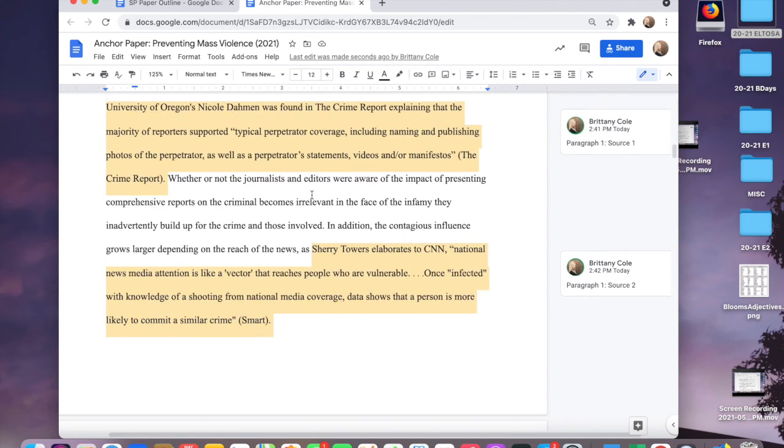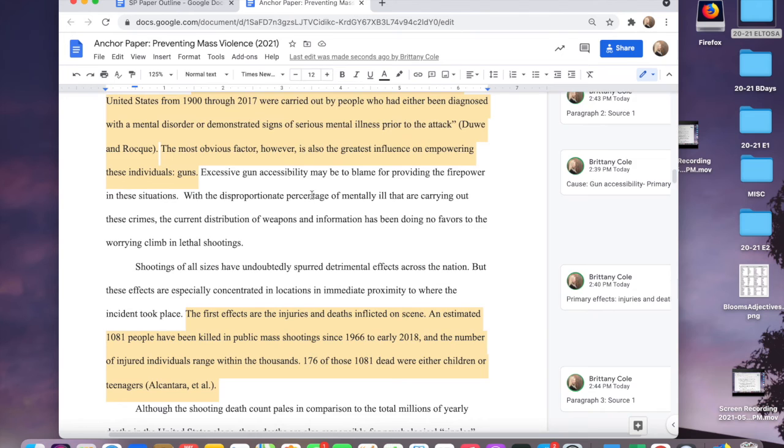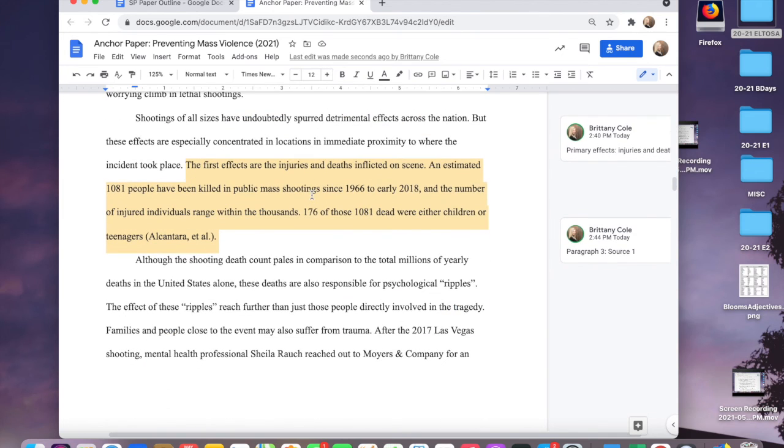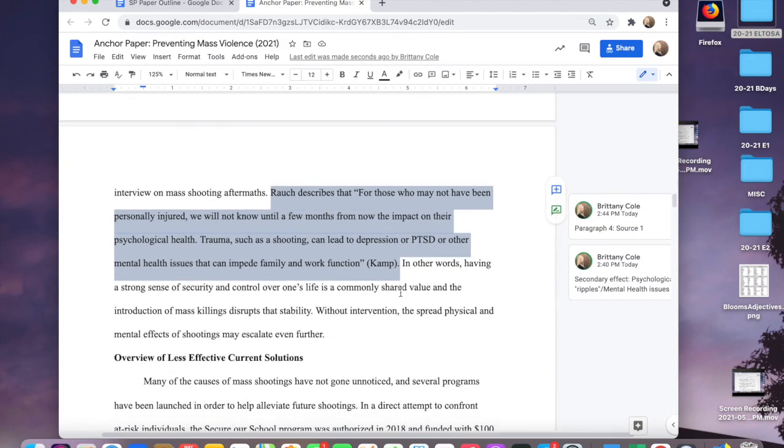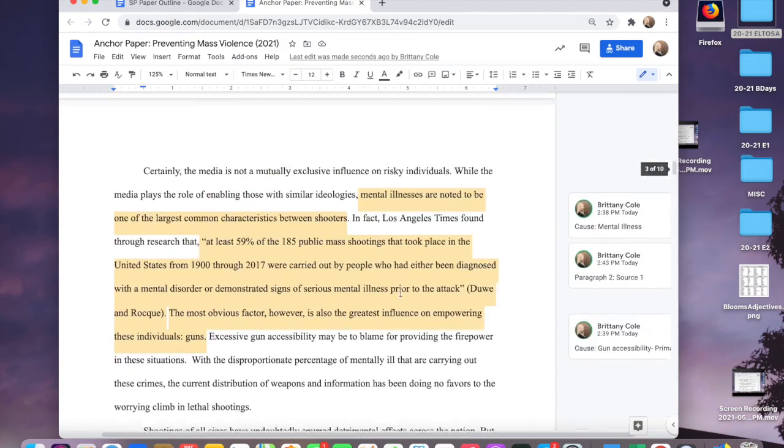And that is how we're breaking down the causes and effects. I hope this was helpful as you go and write your own causes and effects section.